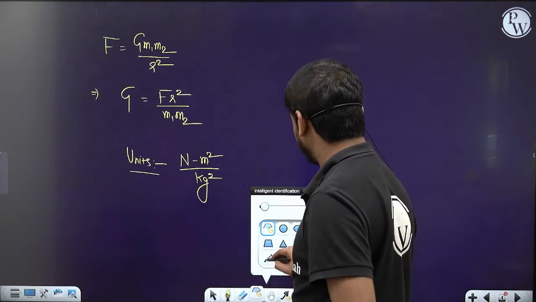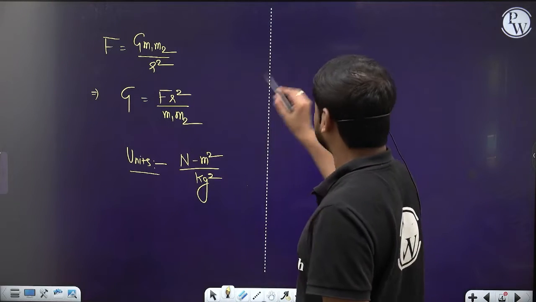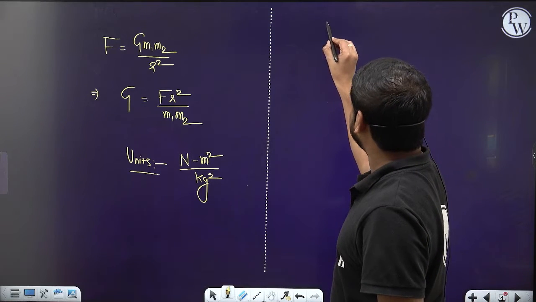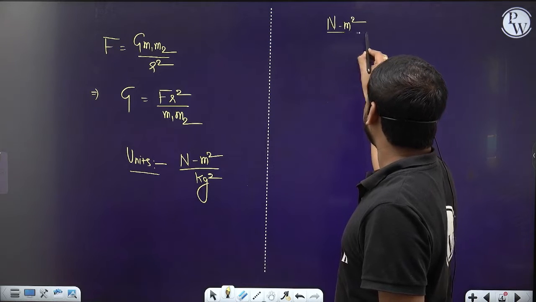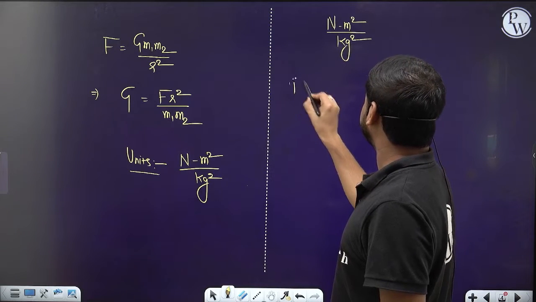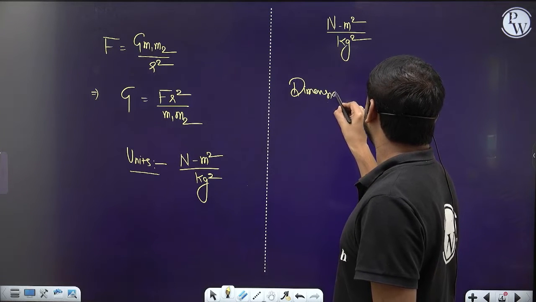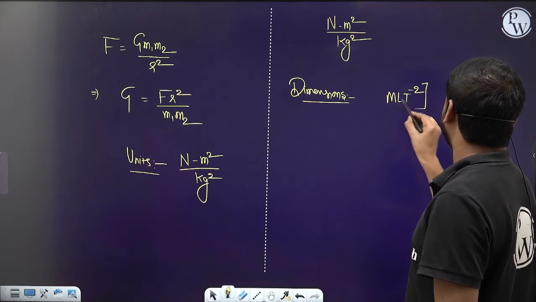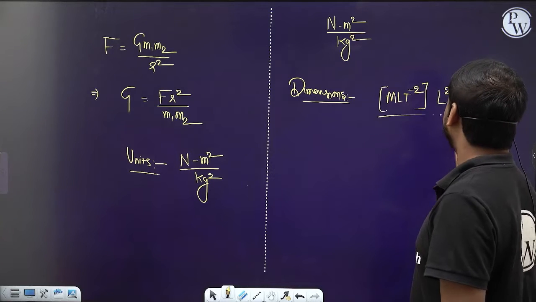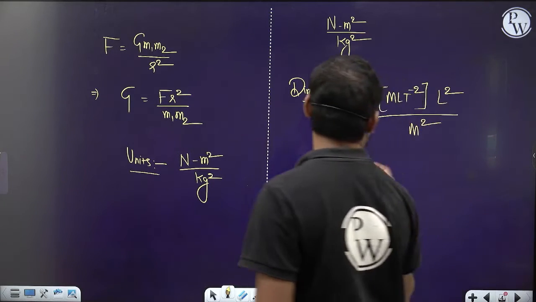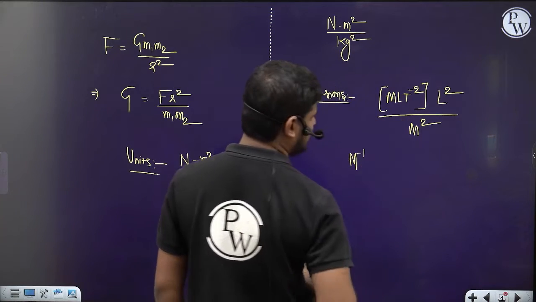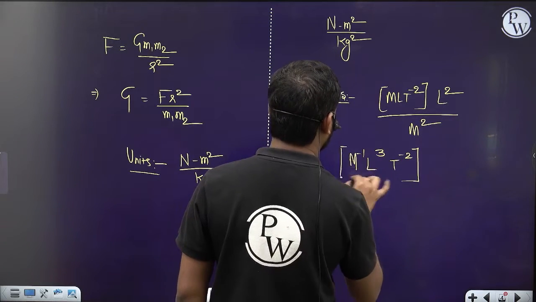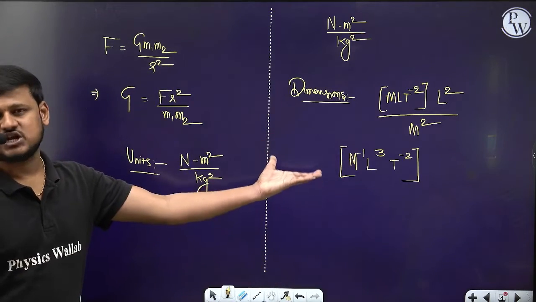Now one more thing, how do you write the dimensional formula? It's always easy to remember the units for the dimensional formula. What are the units we have? Newton meter squared per kg squared, right? So the dimensions: Newton is M L T^-2, and meter squared is L squared, by kg squared, M squared. If you send it up, it will be M^-1 L^3 T^-2. So this is the final dimensional formula for the gravitational constant G.